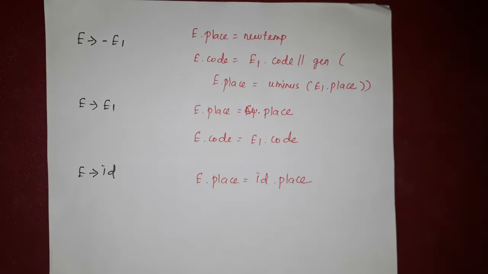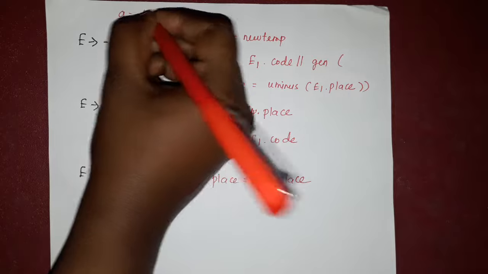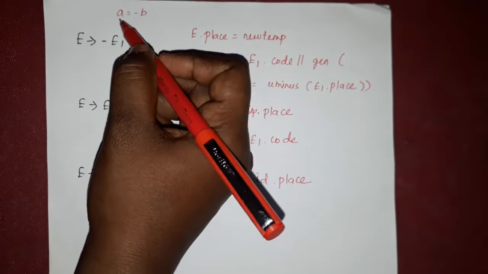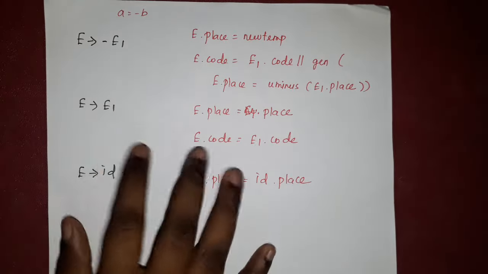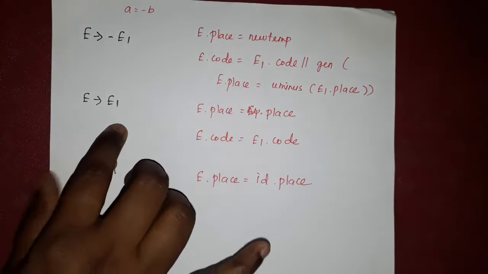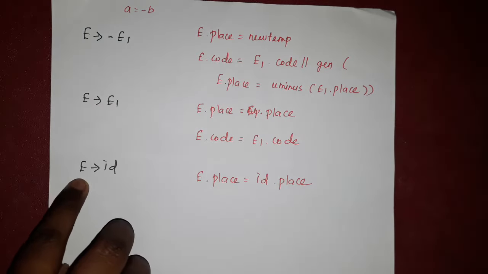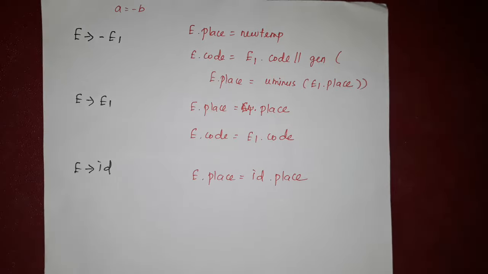These are the other expressions. E tends to minus E1, which is similar to A is equal to minus B. The operand can be stored for the minus operation and stored in another variable A. So E tends to minus E1. The next one is E tends to E1, similar to A is equal to B, and the final one is E tends to ID. ID is a token value. It can be stored in any variable or attribute value.